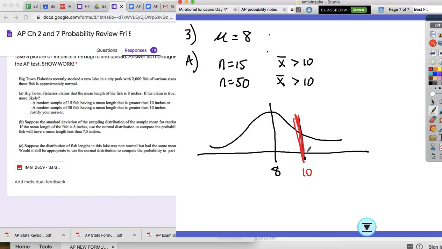Okay, so being away from the true population mean, what is going to cause that? What is going to cause you to be farther away from the right answer? A big sample size of 50 or a small sample size of 15? So when you have small sample sizes, you are going to have more variability.